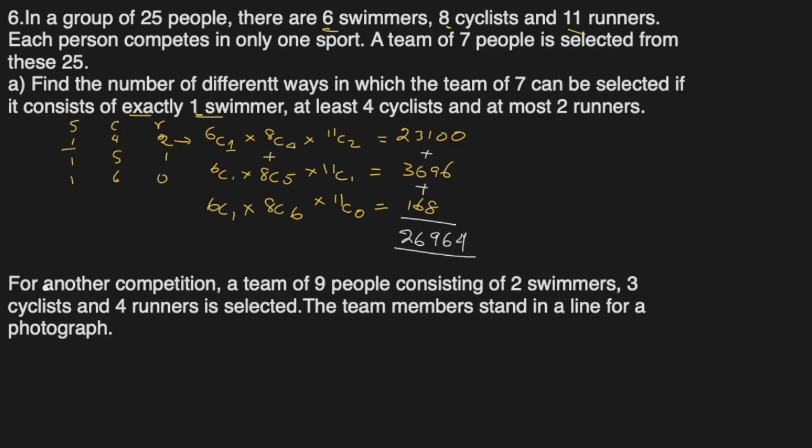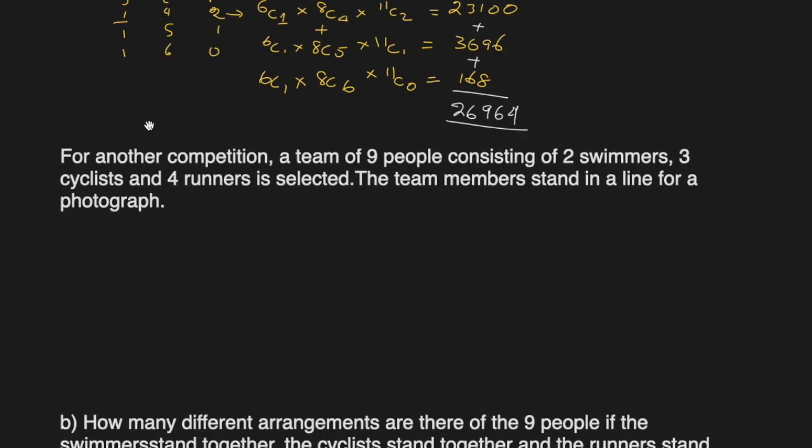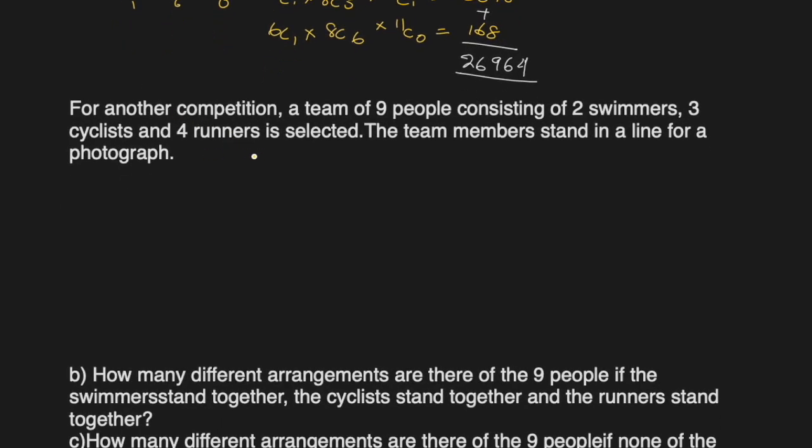Moving on. For another competition, a team of 9 people consisting of 2 swimmers, 3 cyclists and 4 runners is selected. Okay, so 2, 3 and 4, total 9 are selected. The team members stand in a line for a photograph. How many different arrangements are there for 9 people if the swimmers stand together, cyclists stand together and runners stand together? Not a big deal. This is the easiest thing we can have. So there are 2 swimmers, both of them stand together, so we put them in a box and they move together. Then we have 3 cyclists and then we have 4 runners.